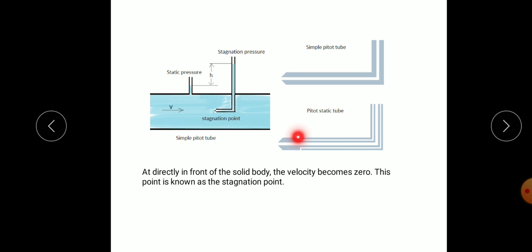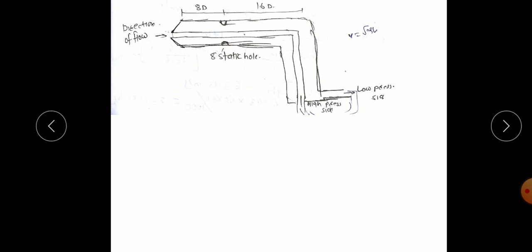We can see in this diagram there are two concentric tubes. At the center there is one tube that measures the stagnation pressure, and along the sides holes are provided so that they can measure the static pressure. In this diagram, this is the direction of the flow along which the pitot tube is placed. The fluid whose velocity we have to measure flows into the center tube, and along the concentric tubes holes are provided. These holes are perpendicular to the direction of flow.